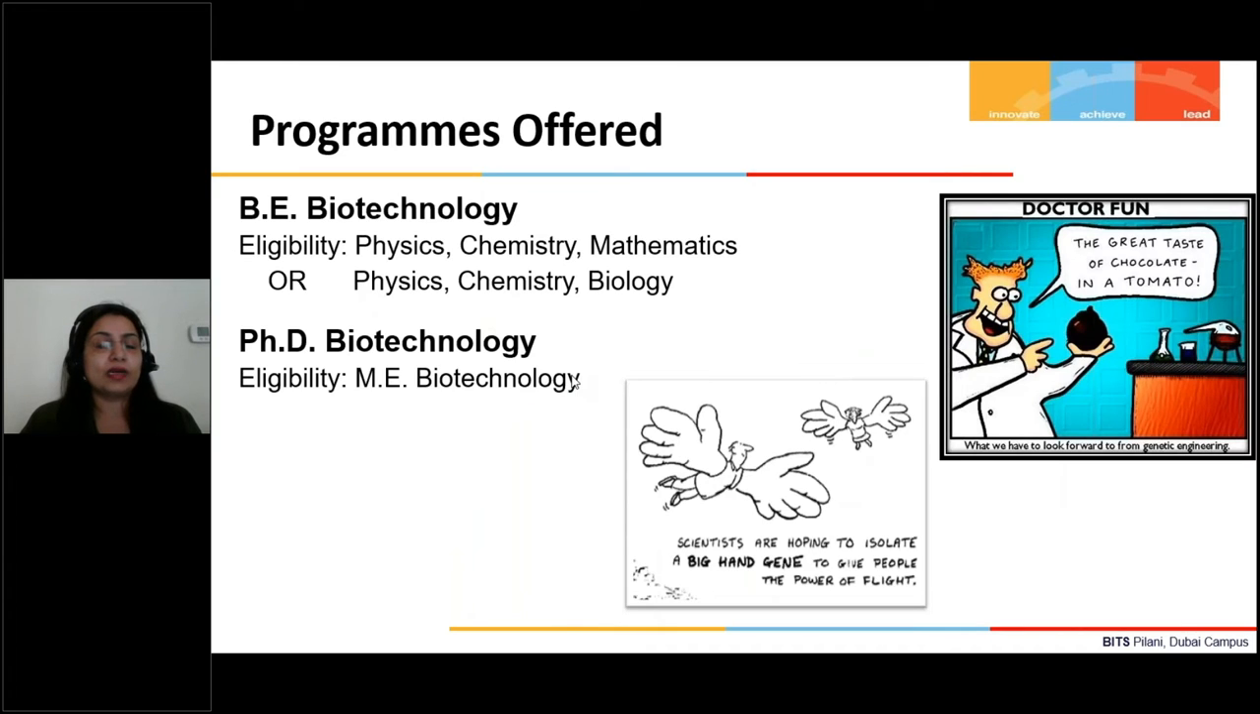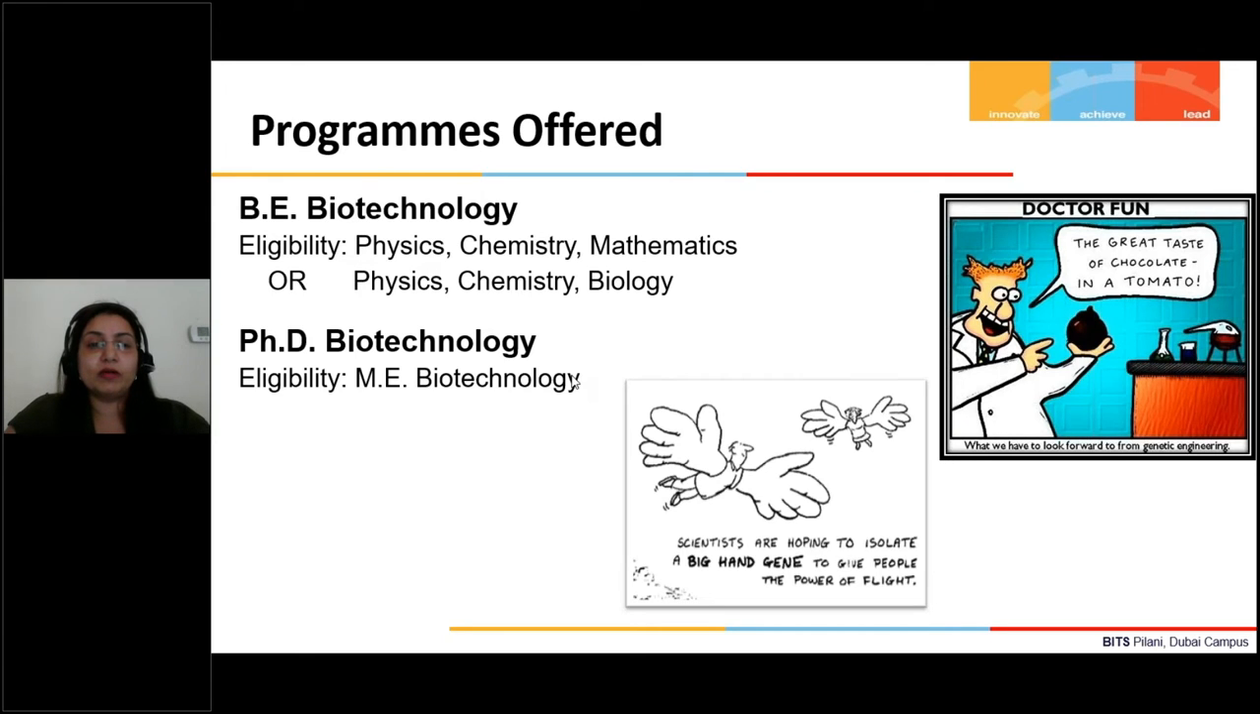If we look at the programs that we offer in biotechnology over here, we have two programs. One is the BE Biotechnology, and then we have the PhD Biotechnology. For the Bachelor's of Engineering in Biotechnology, the eligibility criteria is at grade 12, you should have physics, chemistry, and mathematics. However, since it's a field related to biology, we do accept students who have completed their physics, chemistry, and biology as well at grade 12.